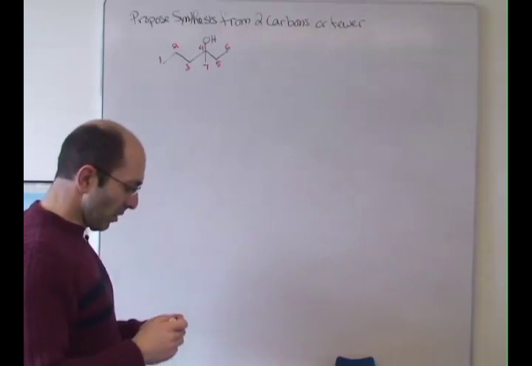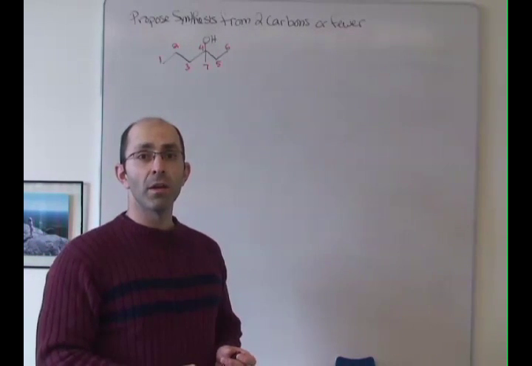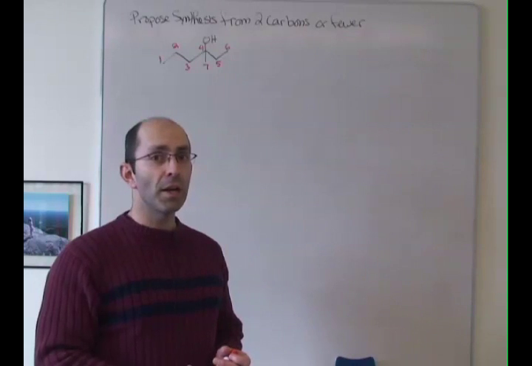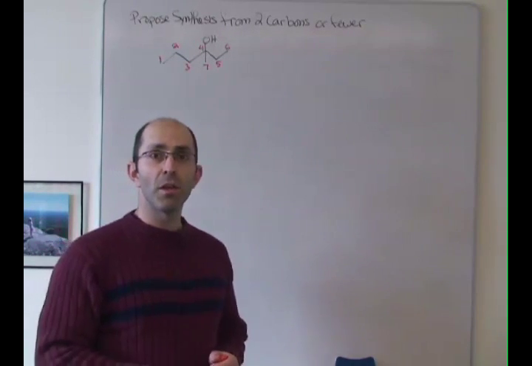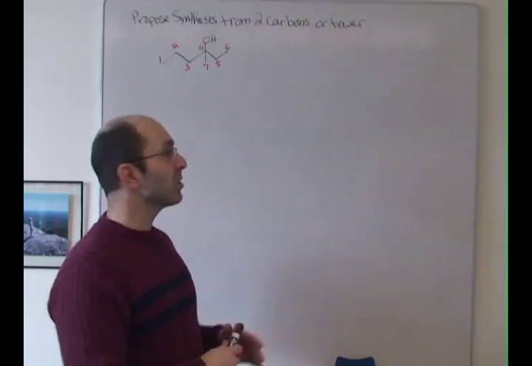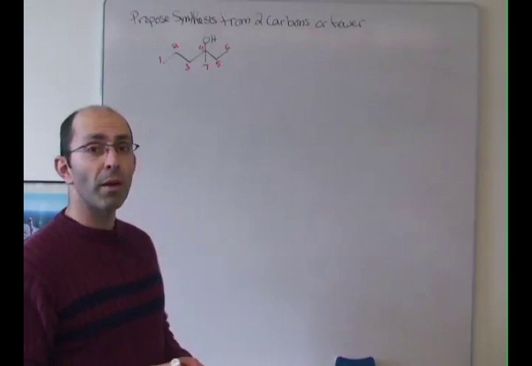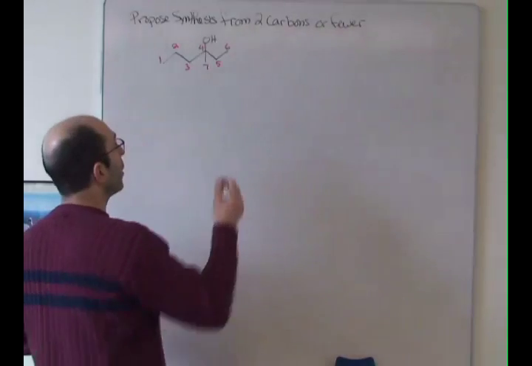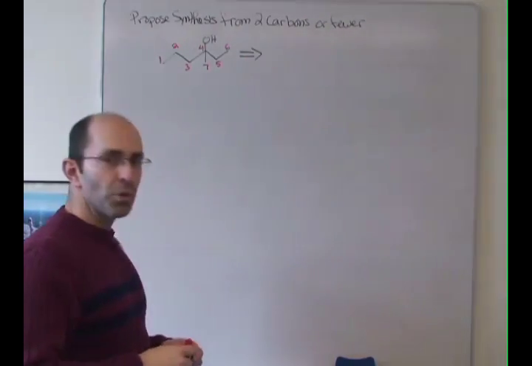All right, so we have 7 carbons. And we have to start from 2 carbons or fewer. So we're going to have to make several carbon-carbon bonds. This is not going to be a one-step synthesis. So this is really going to help us to think about our retrosynthetic analysis because it's very unclear how we can start this problem with all of these carbons and only 2 carbon fragments to work with.